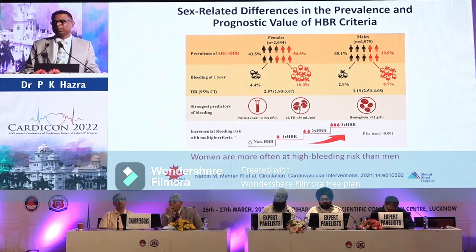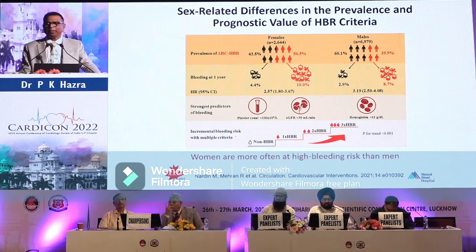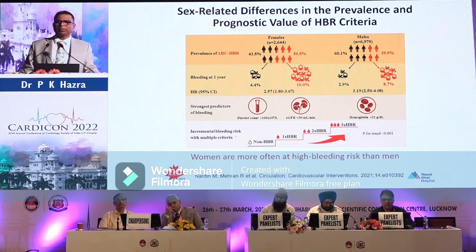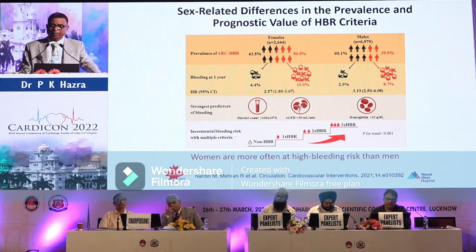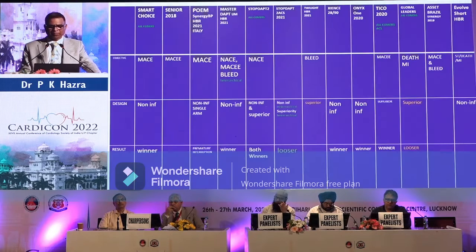Now, males and females may get the same stents, but they do behave differently because of body surface area, ejection fraction, responsiveness to therapy, sudden cardiac death, and bleeding also. In Asians, the females suffer most.